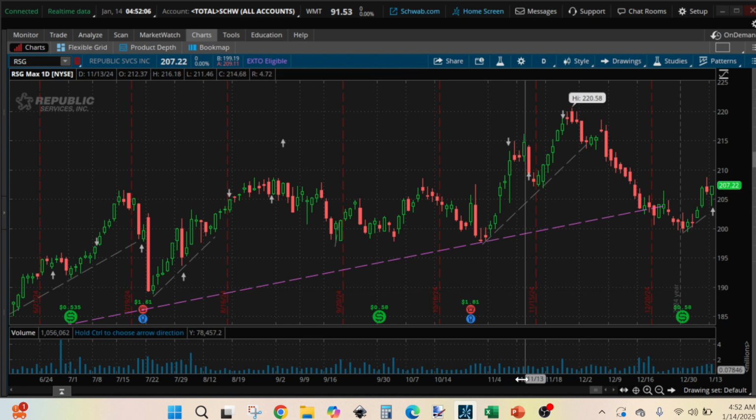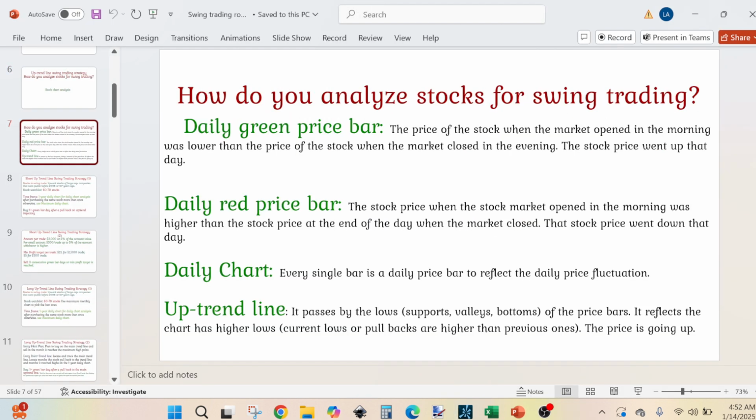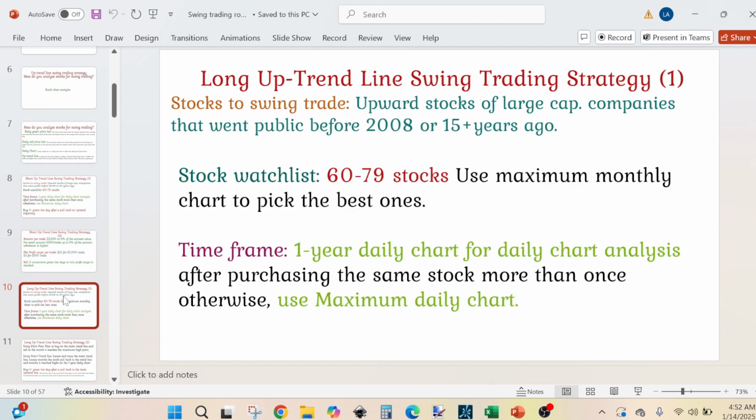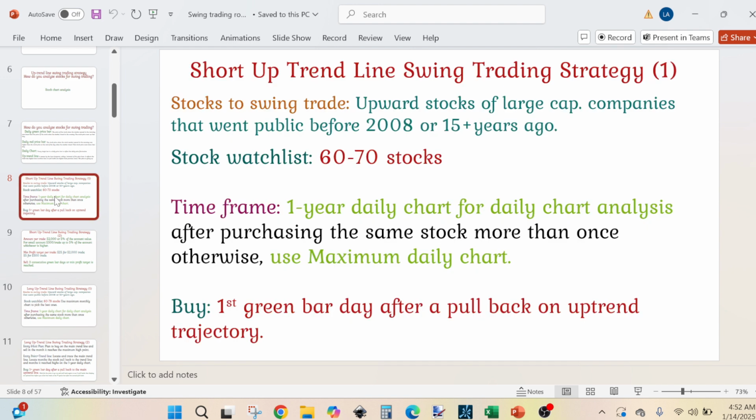So to review our long uptrend line swing trading strategy and how we analyze stocks, we have a summary that you'll be able to read through. I just went through the daily price bar, the green price bar, the daily chart, and the uptrend line. For this year we are using long uptrend lines, but last year we used short uptrend lines, and we traded pretty much following the chart and buying at the first green bar after a pullback.